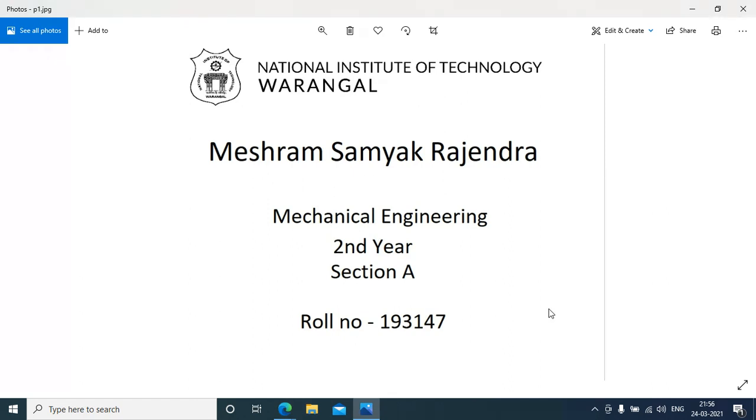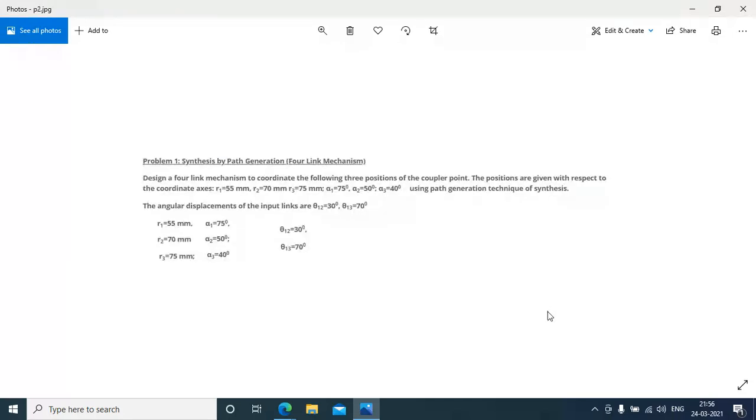Today we are going to solve problems regarding synthesis of mechanisms by various methods. So this is our problem 1, synthesis by path generation, 4-link mechanism. We have to design a 4-link mechanism to coordinate the following 3 positions of the coupler points. The positions are given with respect to the coordinate axis as follows.